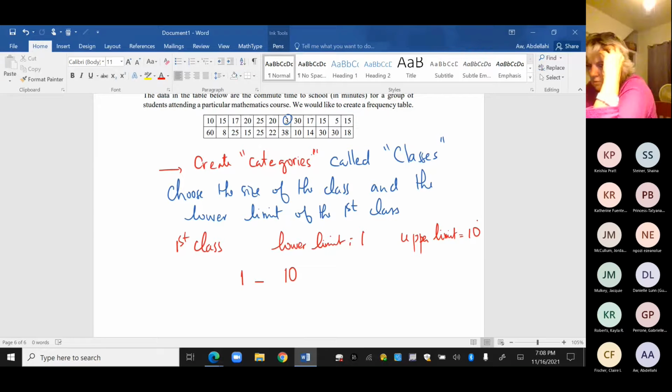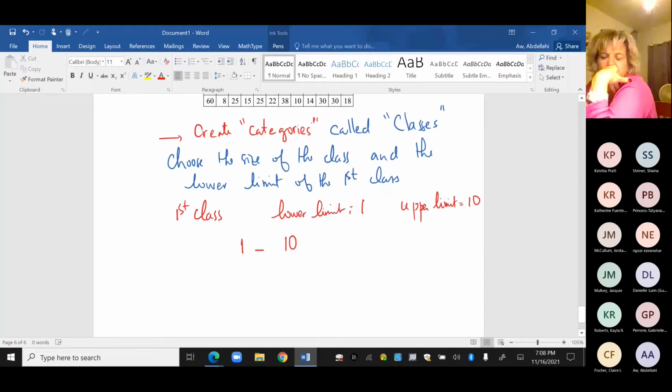The size of the class is not the upper limit minus the lower limit. That is not the size of the class. You see, 10 minus 1 is 9, right? What did you say the size was? We say the size, we're going to choose the size 10, right? Where do we get 10?